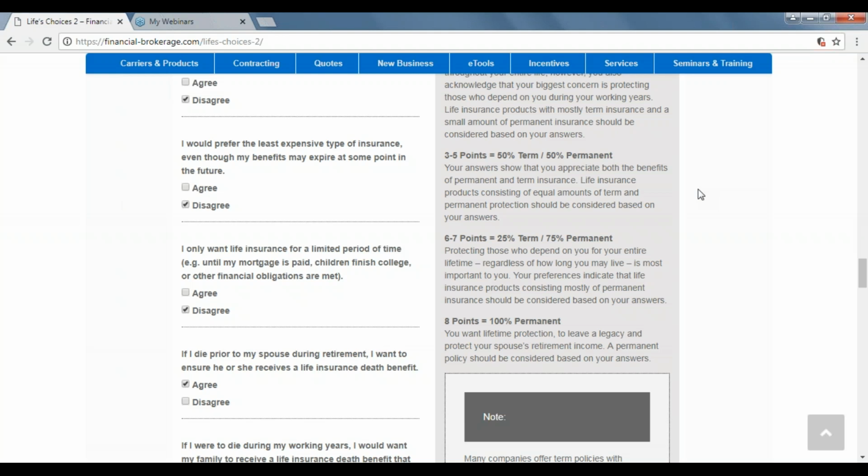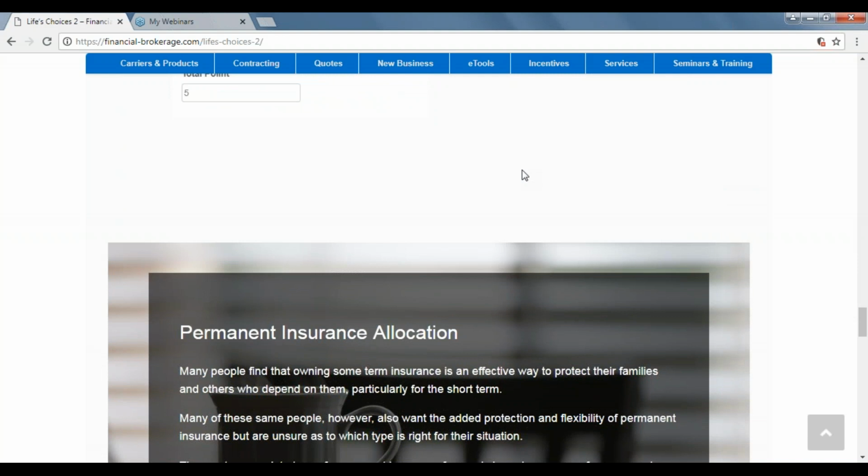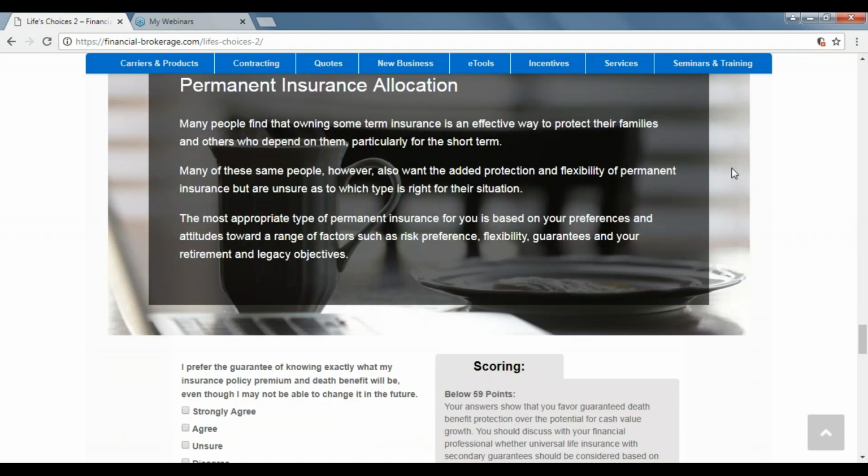But the initial premiums are going to be a little higher for permanent, and that means more money in your pocket. You have to do about the same amount of effort anyway, right? So why not at least bring this up with your clients? So now that we've determined, in this case, a 50-50 blend is optimal for this client, well, what kind of permanent insurance do we want to look at?